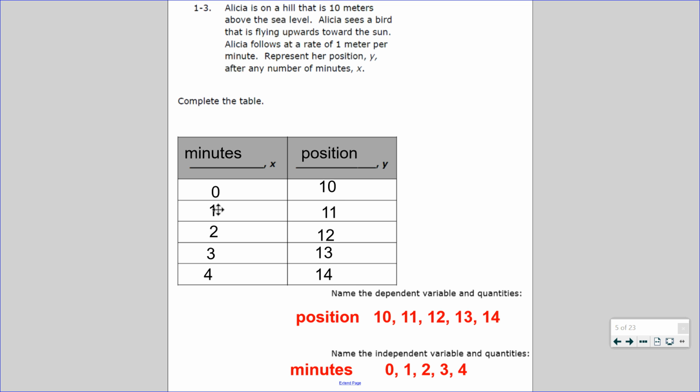After 1 minute, she goes up. She follows the bird 1 meter, so now she's at 11 meters. After 2 minutes, she goes up to 12, 3 minutes, 13, 4 minutes, 14.